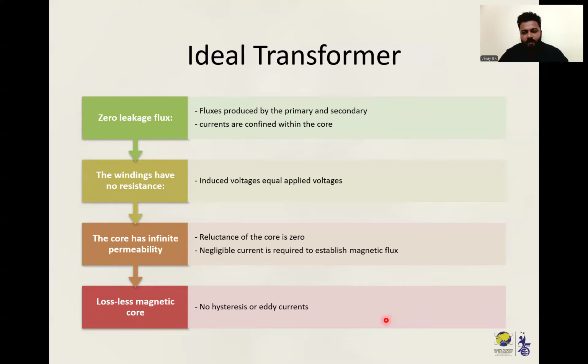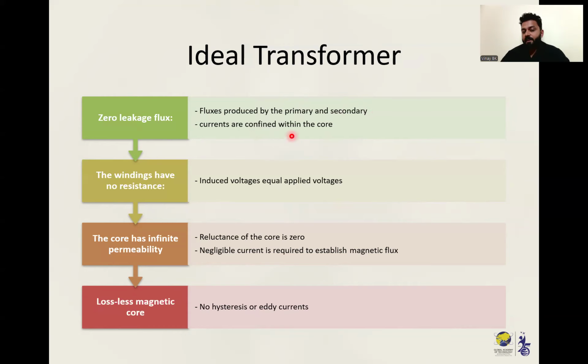transformer. The ideal transformer means it has no losses, a loss-free transformer. It is a 100% efficient transformer, that is, input power is the same as output power. So you can see the ideal transformer has zero leakage flux, that is nothing but the flux produced by the primary and secondary are the same.